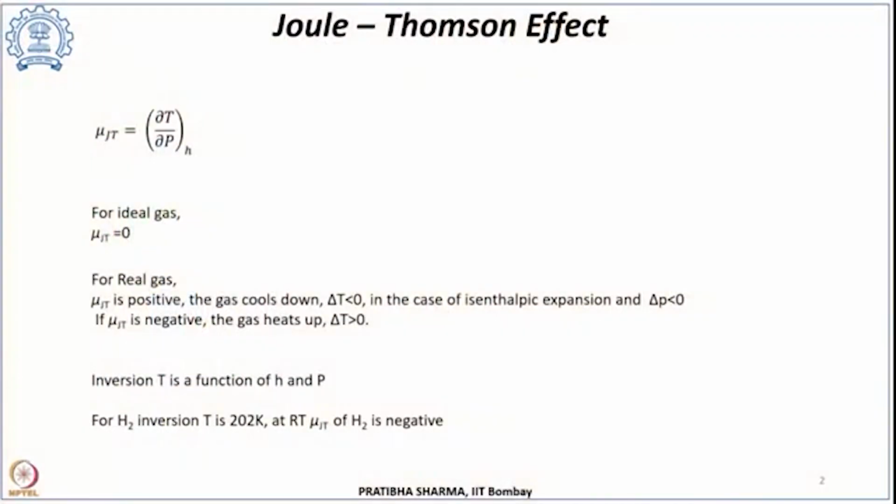Now, when there is an adiabatic throttling at constant enthalpy through an insulated porous plug, the expansion is known as Joule-Thomson expansion. Depending upon whether the temperature of the fluid or gas increases, decreases or stays constant, the effect is known as the Joule-Thomson effect. And the Joule-Thomson coefficient is given by the change in temperature with the change in pressure at constant enthalpy.